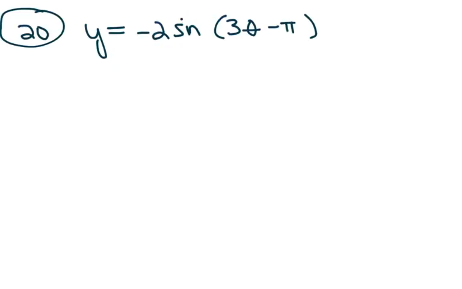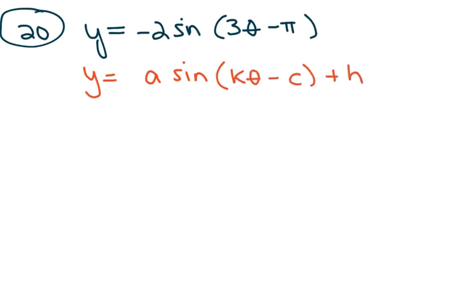In problem number 20, we want to find the amplitude, period, and phase shift of the equation y equals negative 2 sine of 3 theta minus pi. We have this formula for, it doesn't matter, sine or cosine. H was called the vertical shift. It moves the graph up or down. Well, there's no h in this problem, which is why it didn't ask you for the vertical shift.